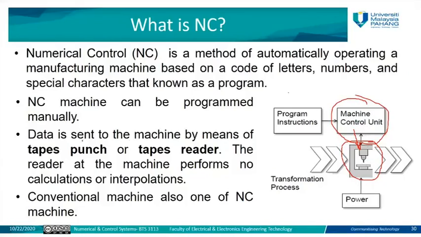The data is sent to the machine by means of punched tapes and a tape reader. They write the program on the tape, and the tape goes through the tape reader and is translated into the specific command required from the machine to perform. The reader at the machine performs no calculation or interpolation for the code, because the program, as I told you, just consists of letters, numbers, or specific characters.